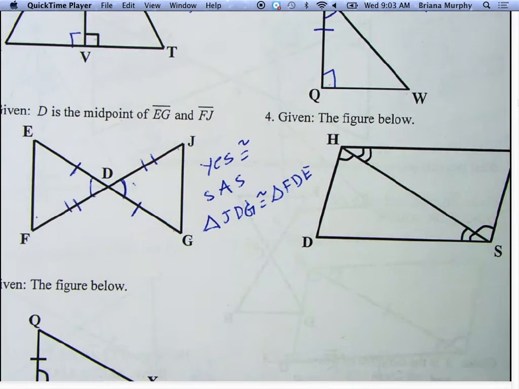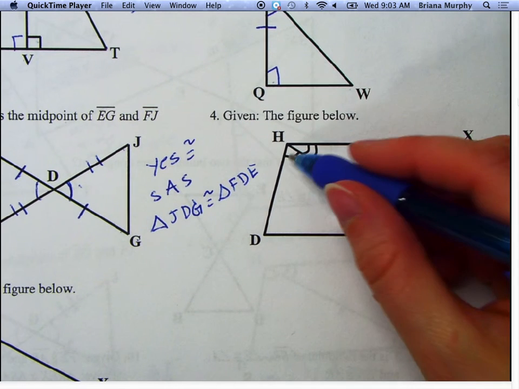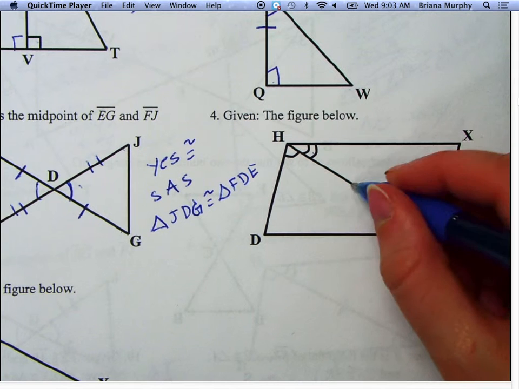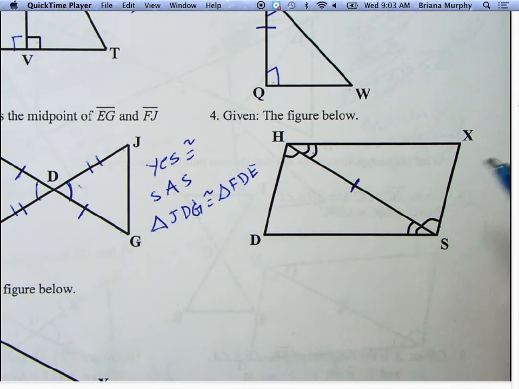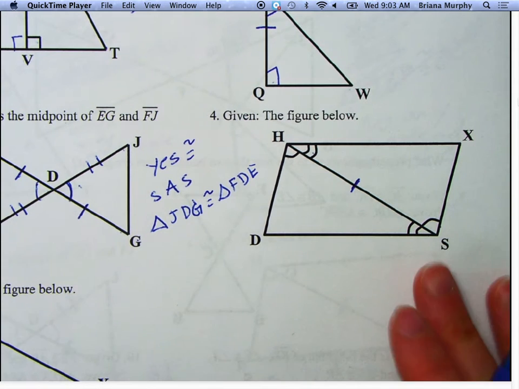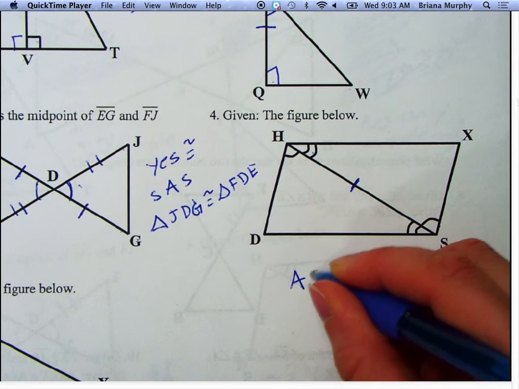Okay. All right. Number 4, given we've got these angles match, these angles match. We know this side matches by what? What is that called again? Reflexive. So this is congruent by angle, side, angle.